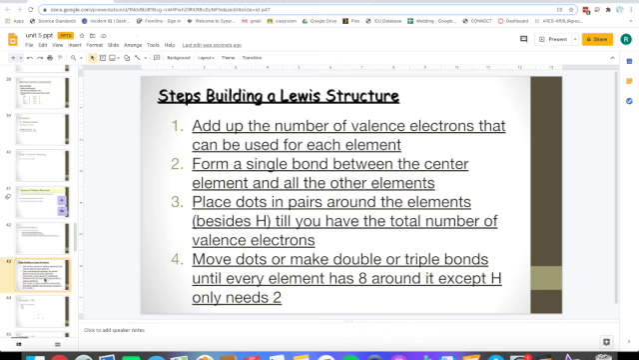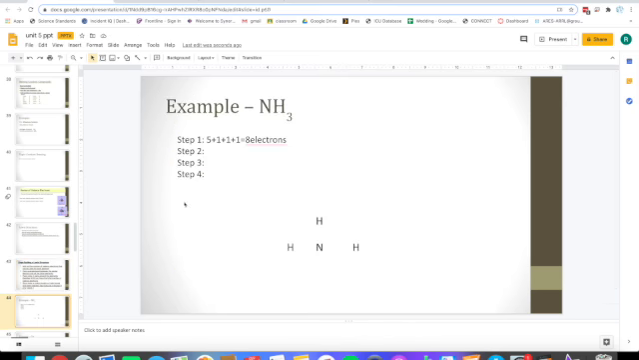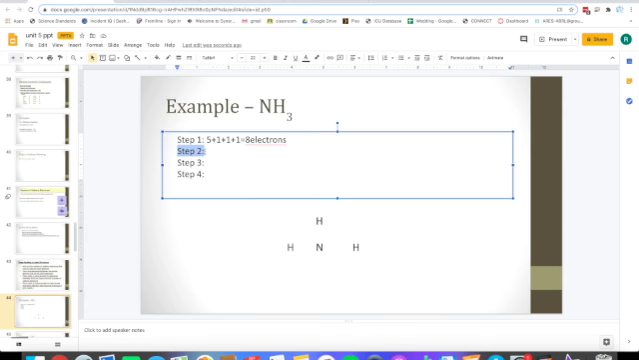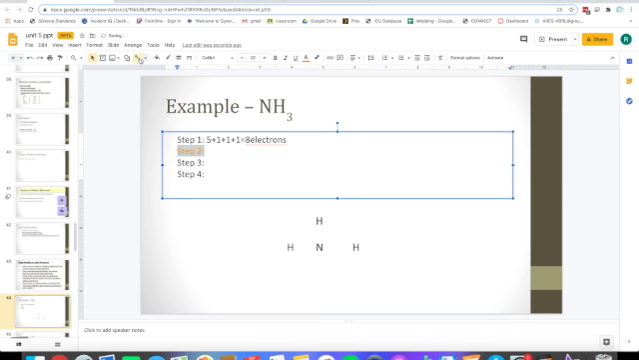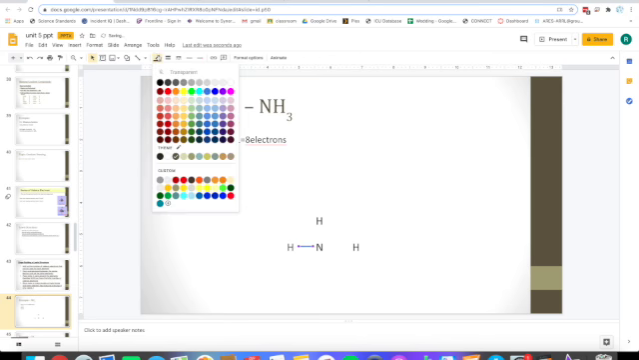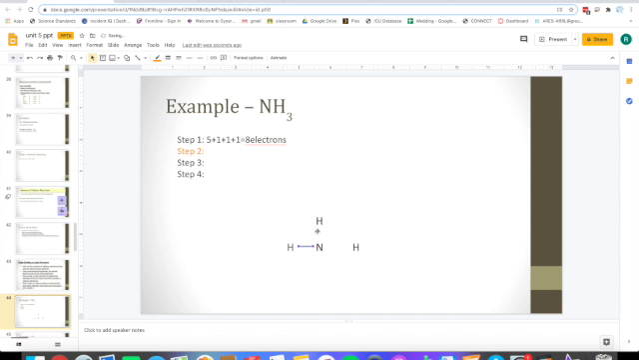Step 2, form a bond between the center element and all the other elements. So I'm going to draw a line from the center element to all the other elements.